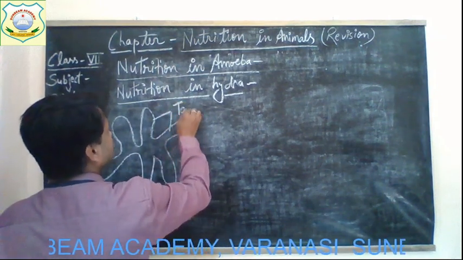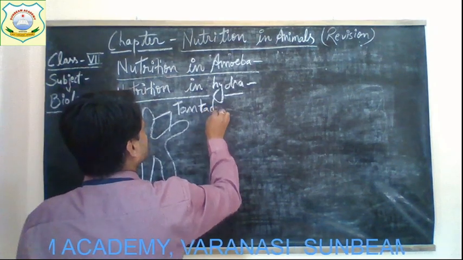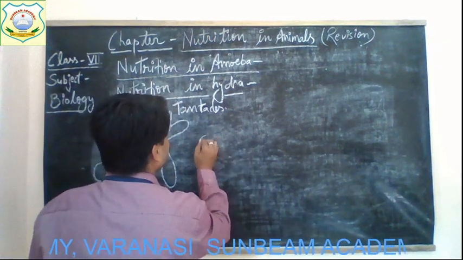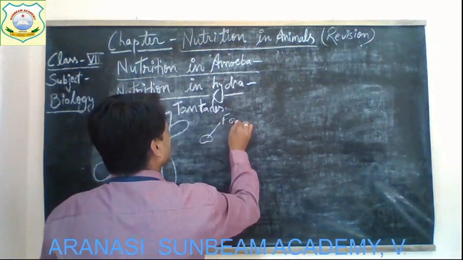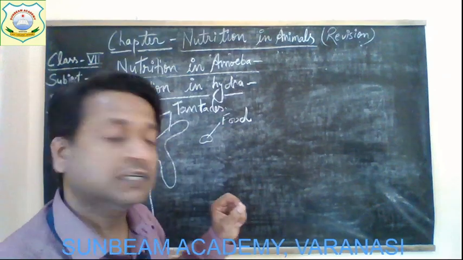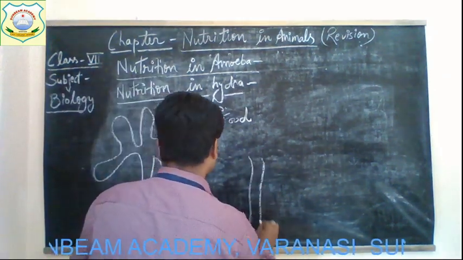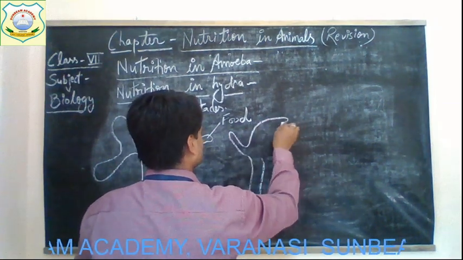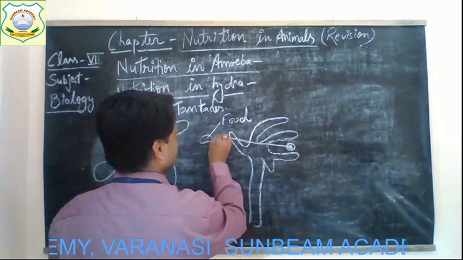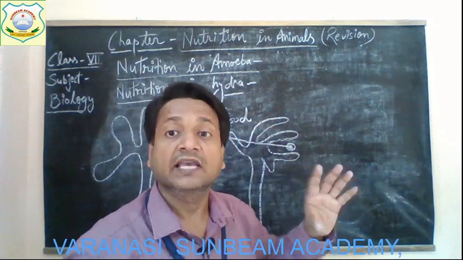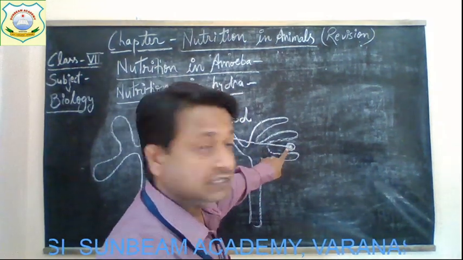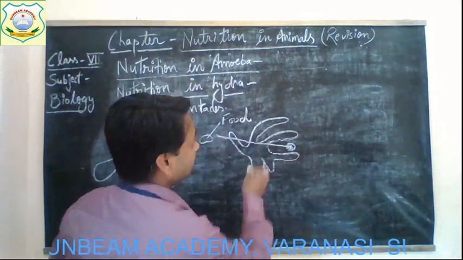These are the tentacles. Alright, when any food particle or a small animal comes near the hydra, these tentacles move towards the food particle, and these tentacles have a special kind of cells, which are stinging cells. These stinging cells kill the animals and push them into the mouth.